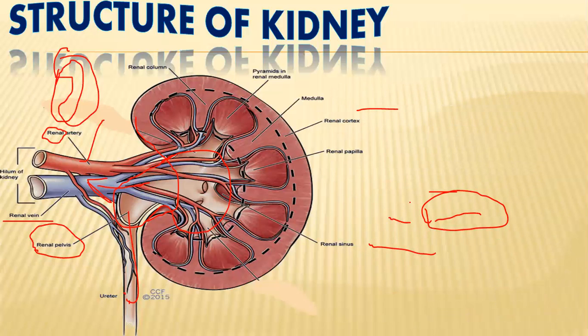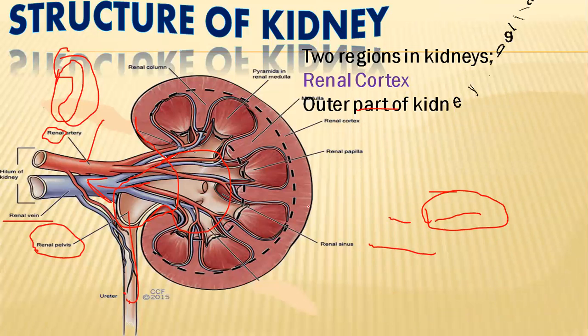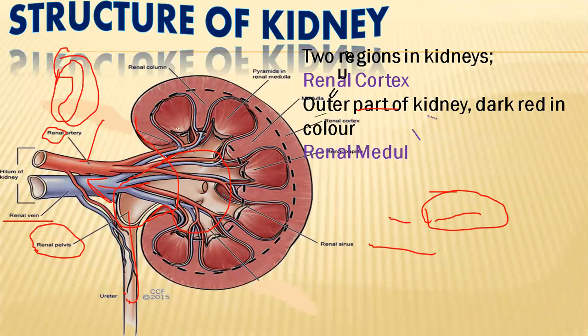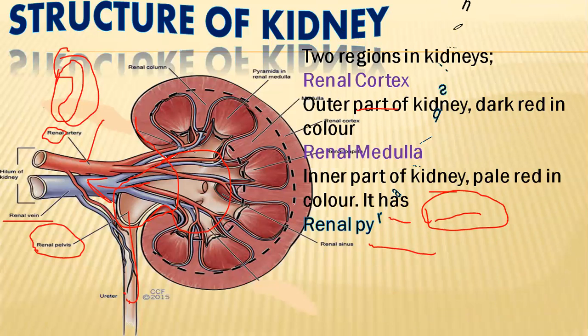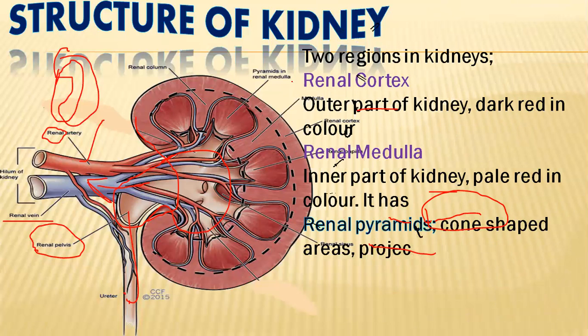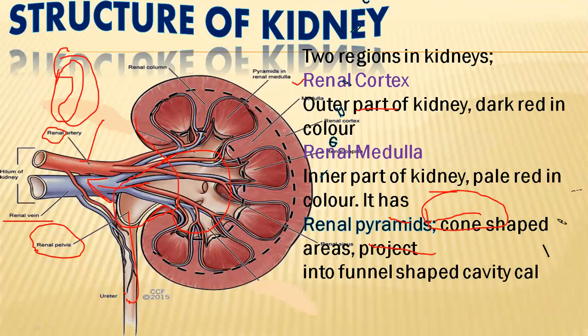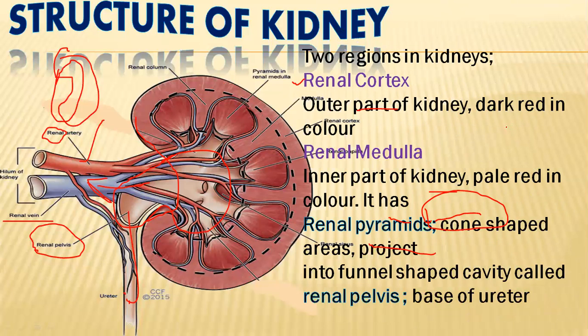Now we will see more detail: kidneys are divided into two regions. You can see this line. The outside region is called the renal cortex. The renal cortex is the outer part of the kidney, dark red in color. And the inner part of this is called the renal medulla, which is pale red in color, and it also has certain things in it.